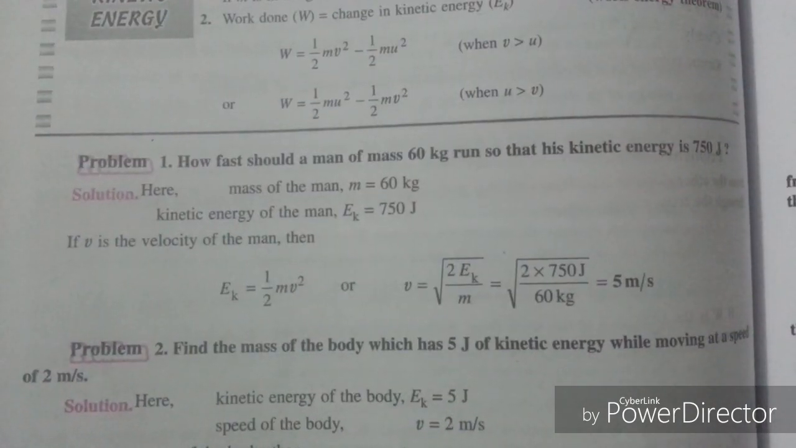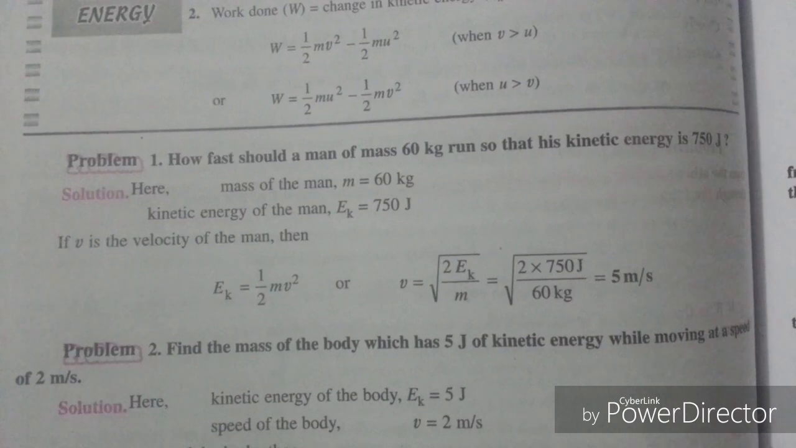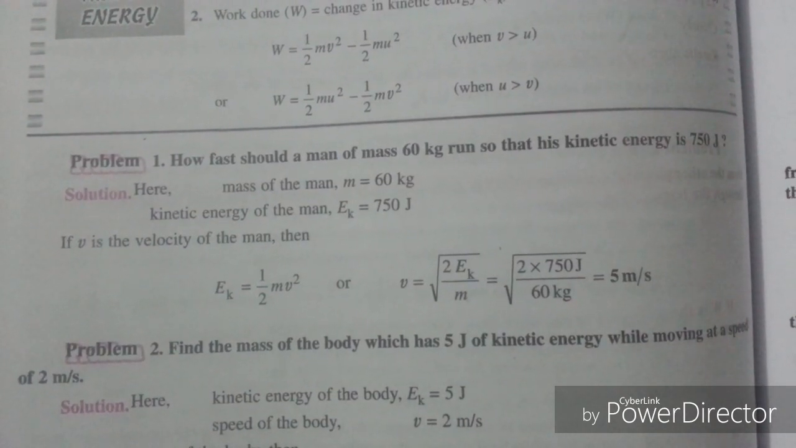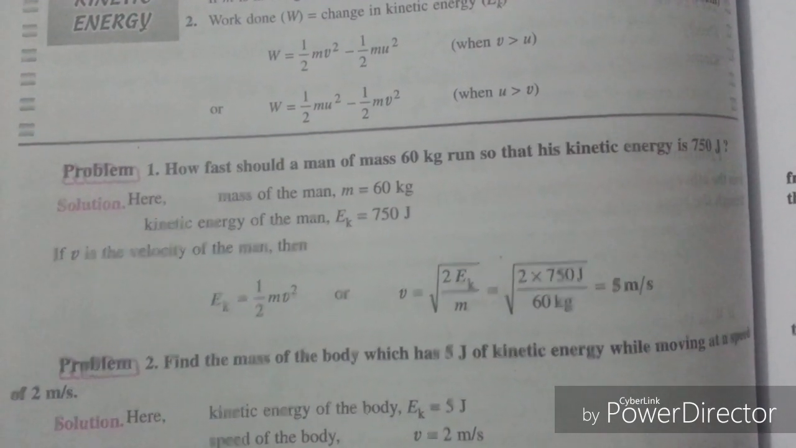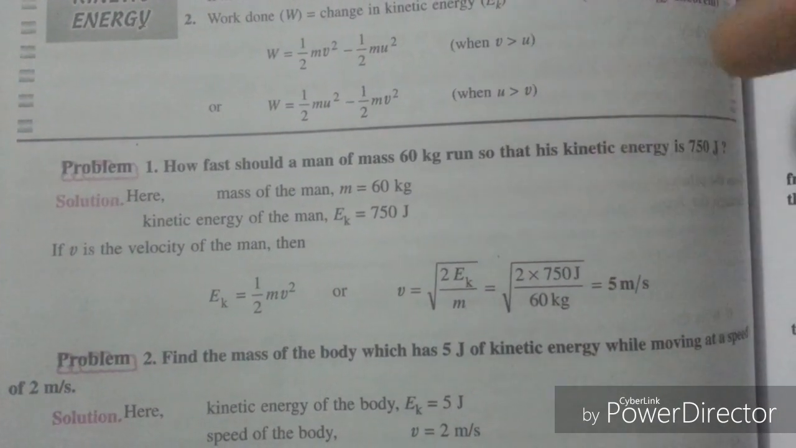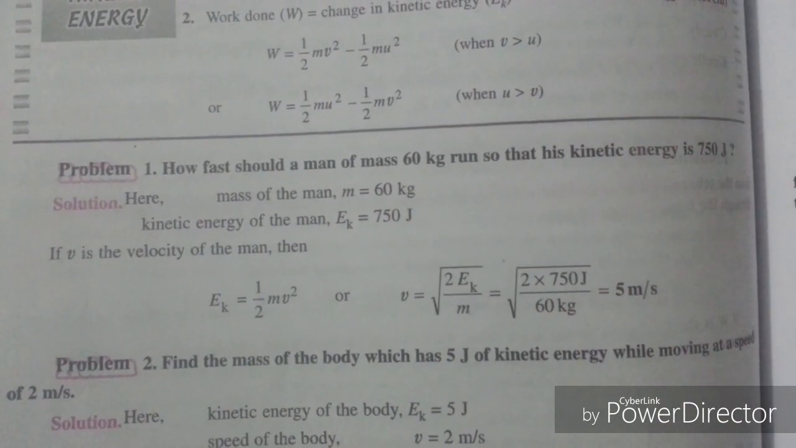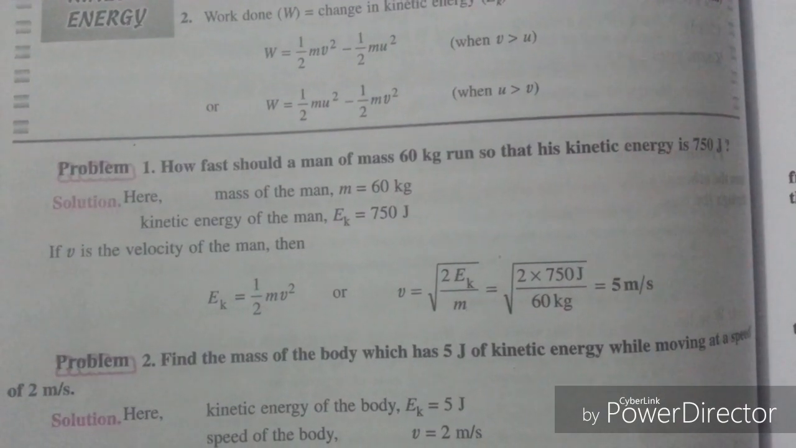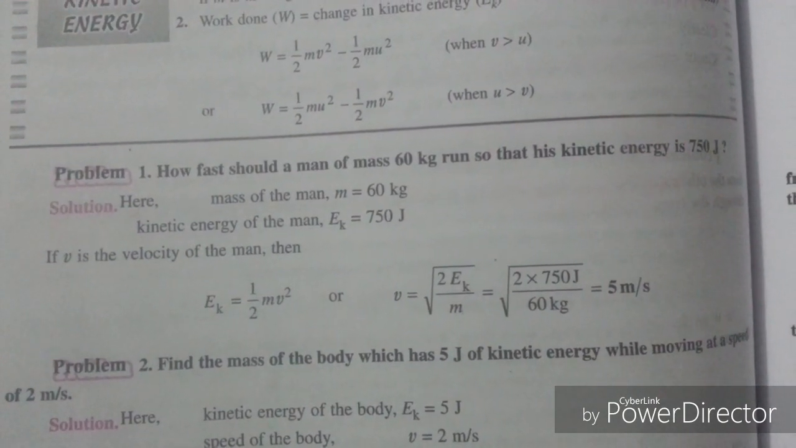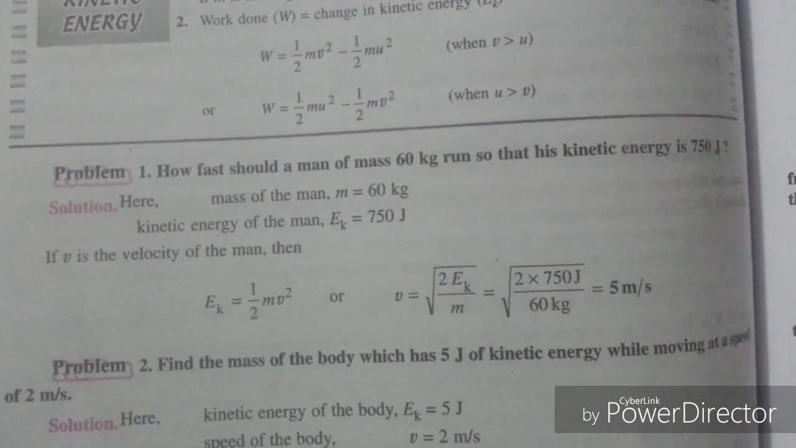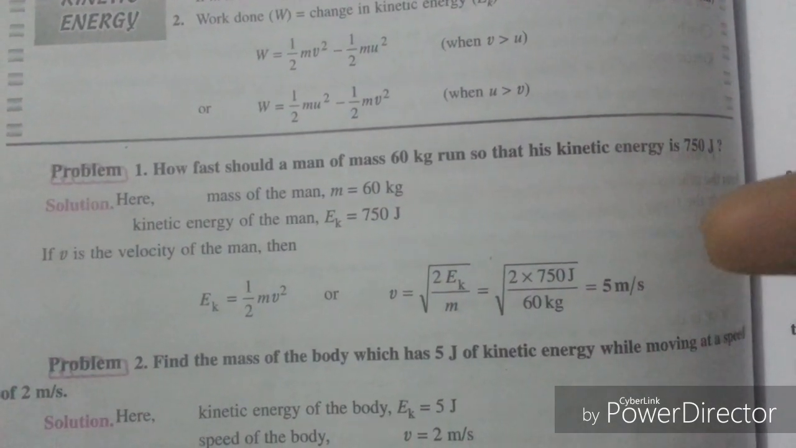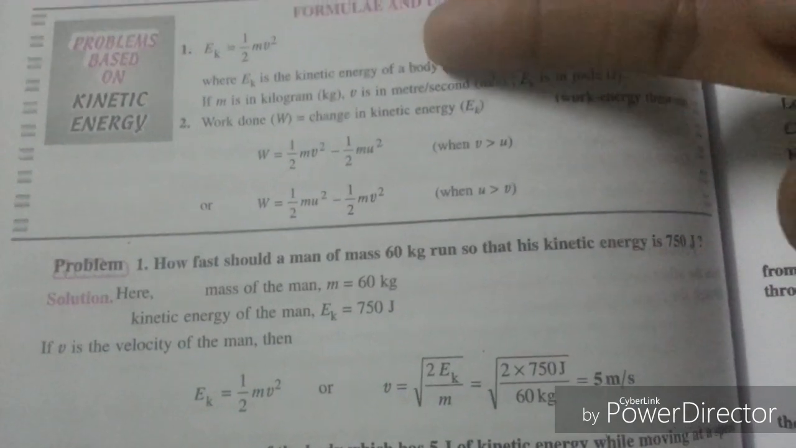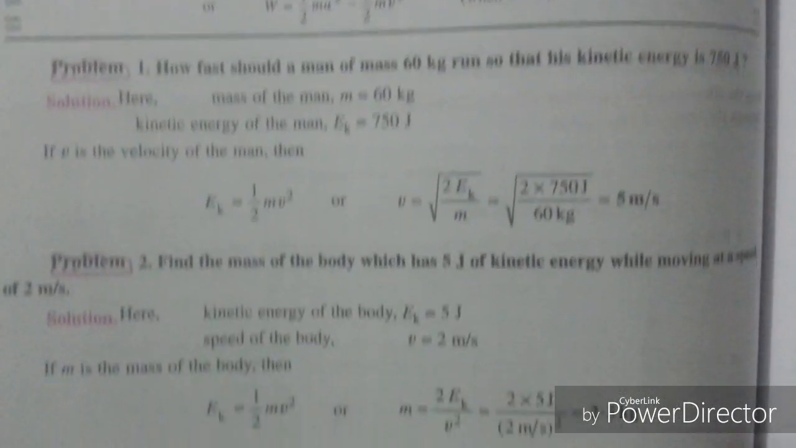How fast should a man of mass 60 kg run so that his kinetic energy is 750 joule? Here we are given the mass of the man, that is 60 kg. Kinetic energy of the man is 750 joule. We have to find v, the velocity of the man. So we'll apply this formula and we'll get 5 meter per second.